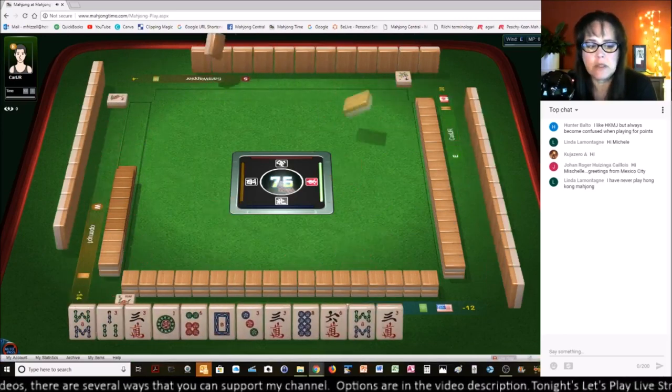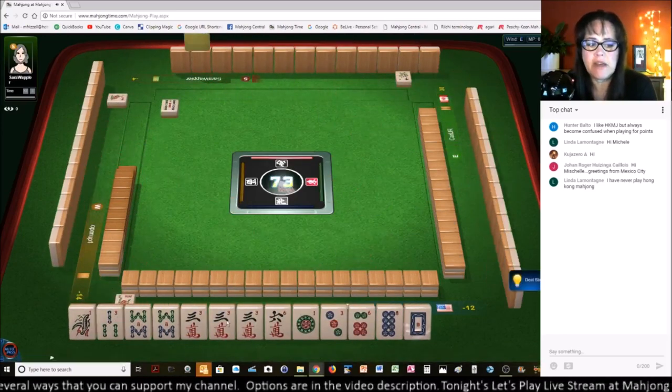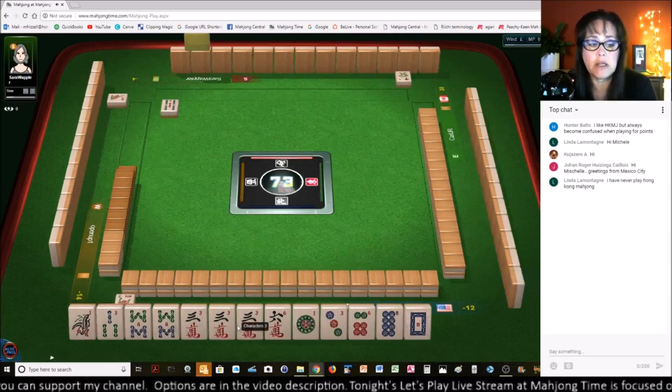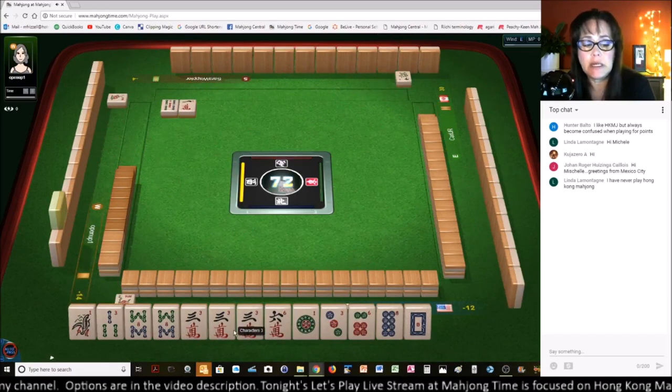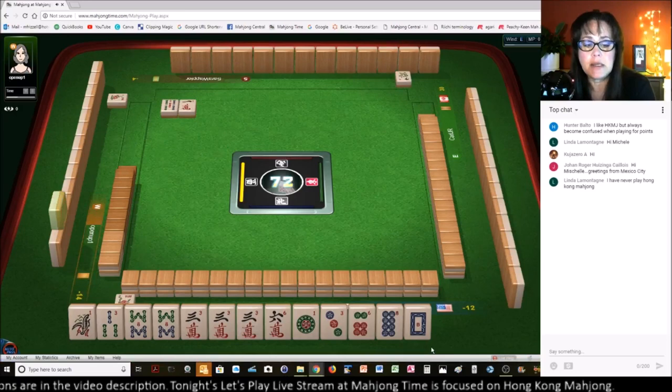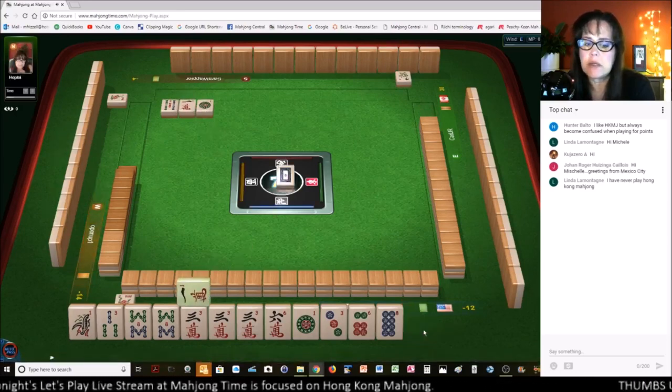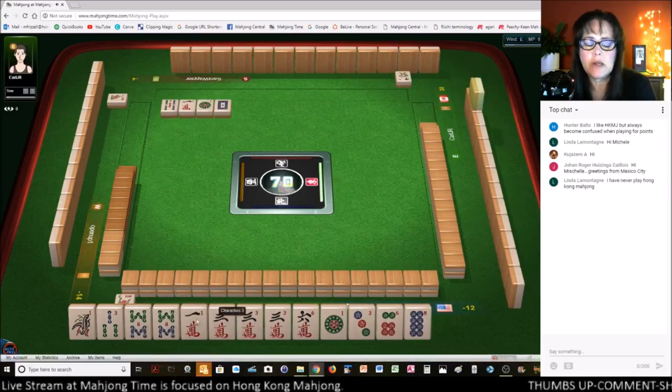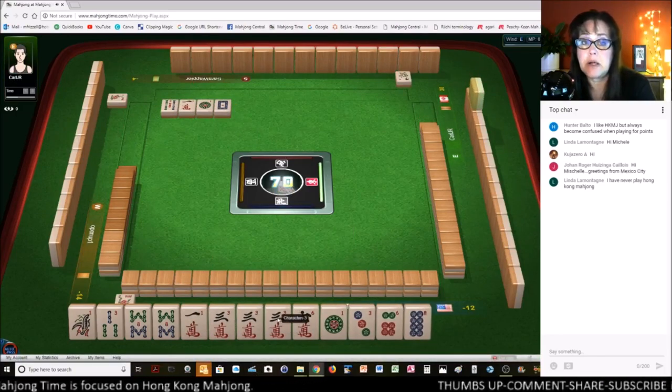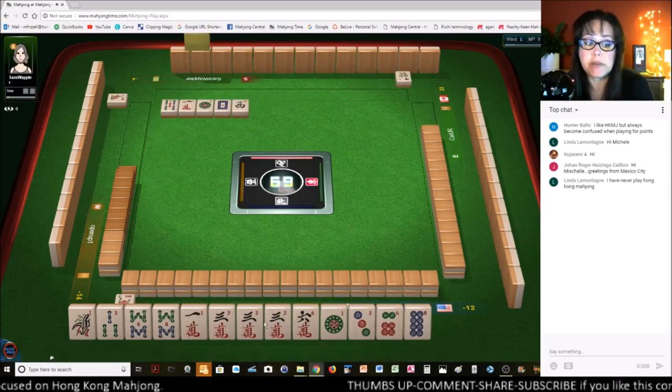So let's see what we can do here. 5 bam. Okay, we have mixed suits. We do have a pung in here already with the 3. I'm thinking either all chow or all pung. 1 dot. Let's get rid of the white dragon, because we could always break out the pung of 3s into chows.